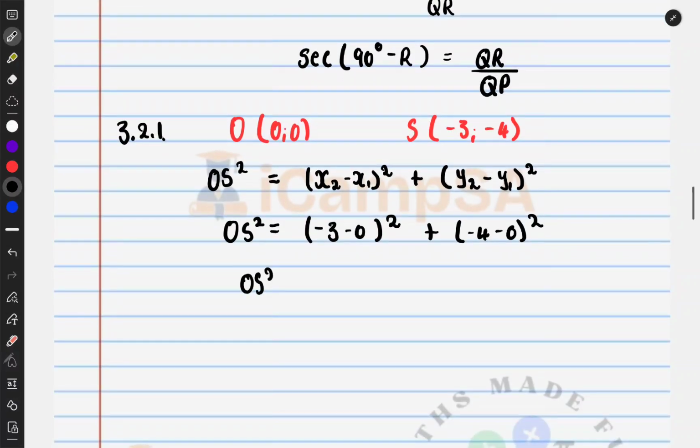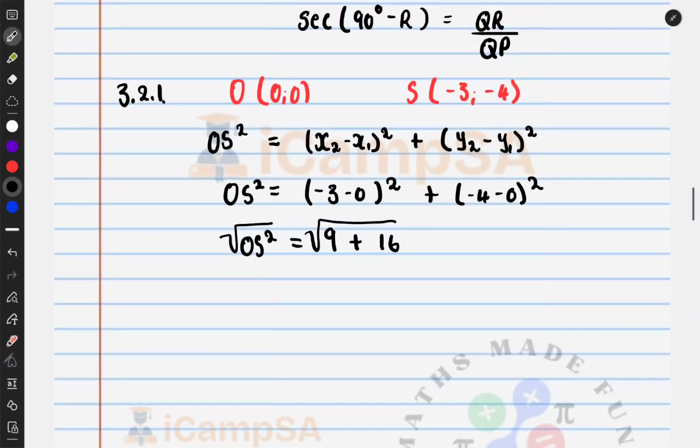Therefore, OS squared is equal to negative 3 squared, which is 9, plus negative 4 squared, which is 16. Then we introduce the square root on both sides. Therefore, OS is equal to the square root of 9 plus 16, which is 25. The square root of 25 is 5 units. And there we have the length of OS.